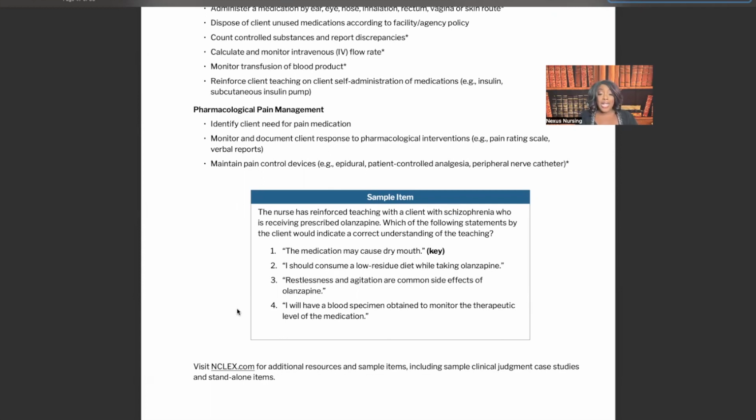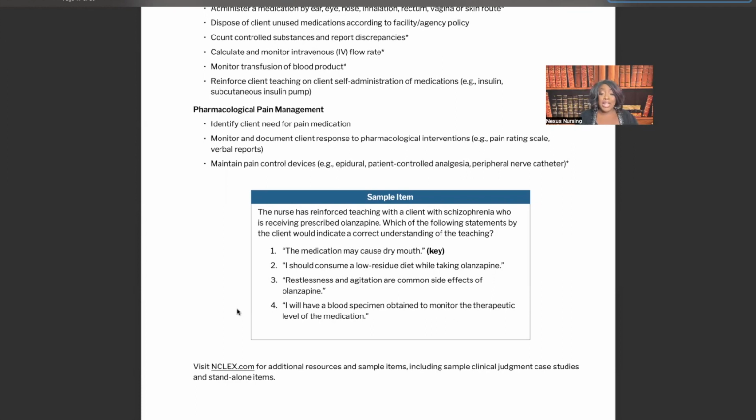Now let's look at the wrong answer choices. 2, I should consume low residue diet while taking olanzapine. False. We know this medication can cause constipation. We want that patient to eat foods that are high in fiber, higher residue, so they're not constipated. We want them drinking lots of fluids.